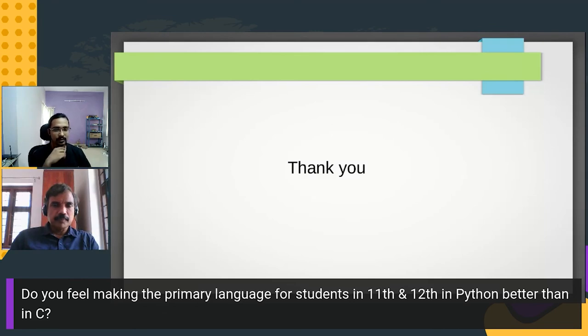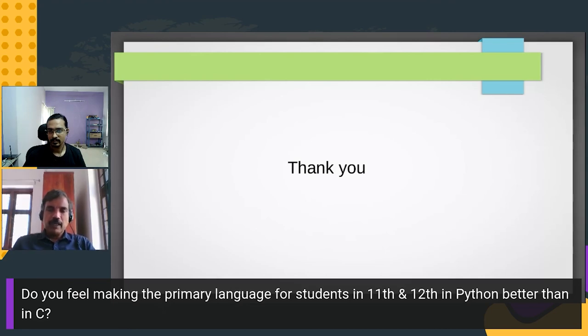Do you feel making Python the primary language for students in 11th and 12th is better than C? Okay, see, this has been done now. Some experts from IIT and others in the committee finally said we should teach Python. But even before that, for maybe the past 10-15 years, I've been telling this, for the following reason. We have been teaching C and C++, or mainly C++, in the 11th and 12th as a separate subject, and it has no connection with mathematics or physics or chemistry or anything. So it was doing a parallel run. But when you go to Python instead of C, you can convert that into a supporting tool for learning the core subjects.